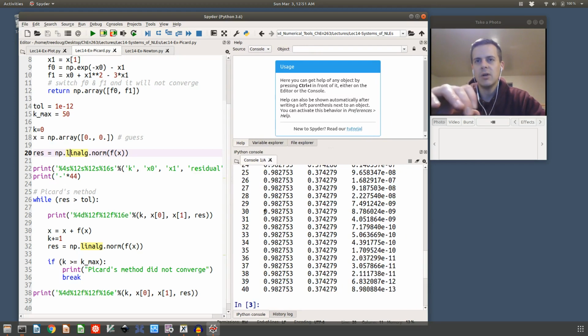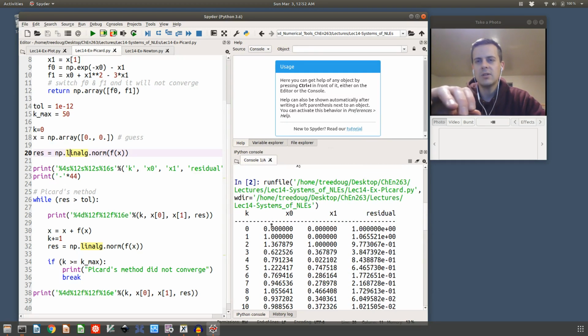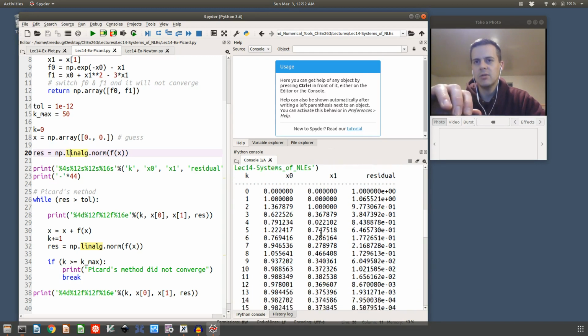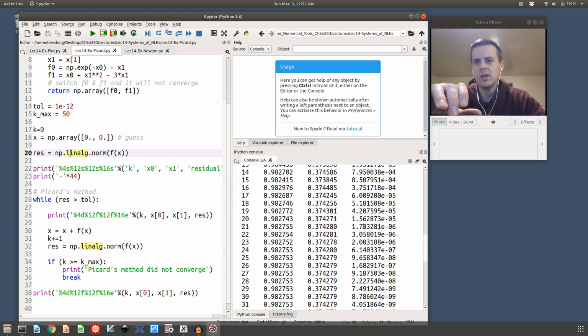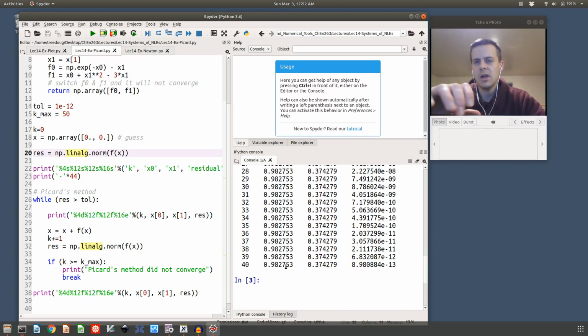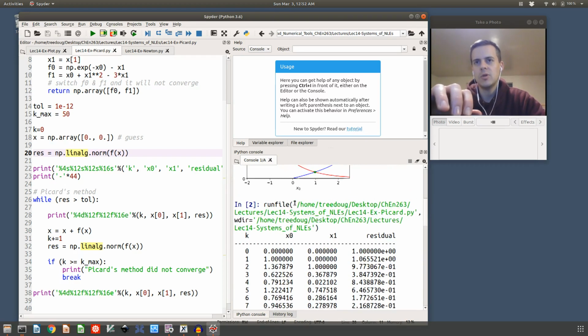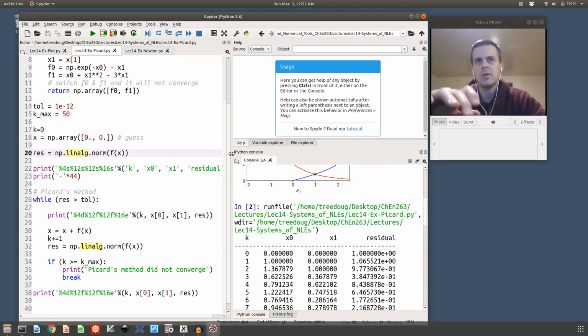Maybe I can zoom out. There. Alright, so I started out at 0, 0. My residual was kind of big, kind of bounced around a little bit, and eventually it caught on and it converged. And I did indeed get the 0.98 and the 0.37, which was this point on my plot right there.